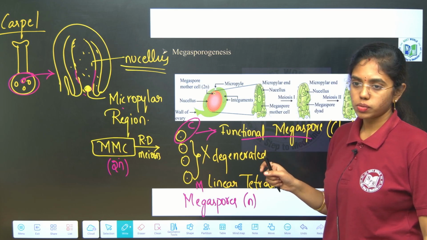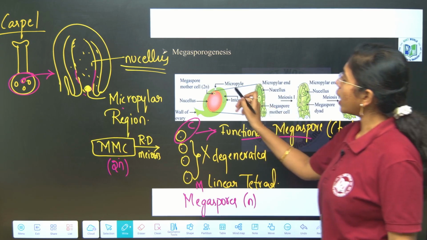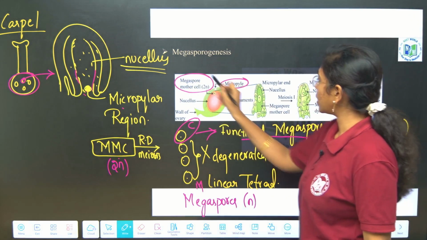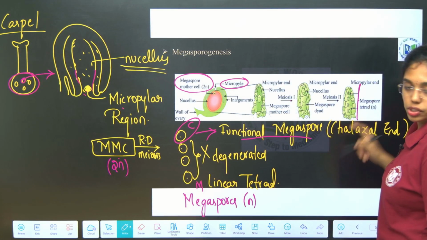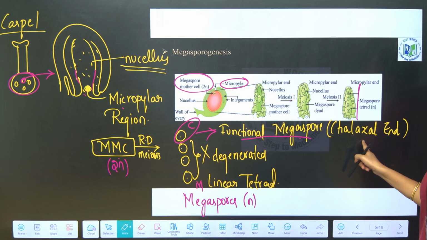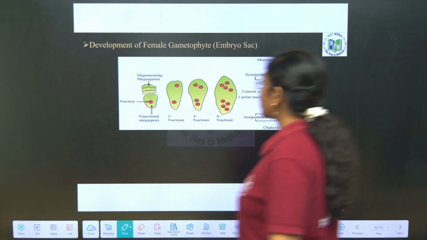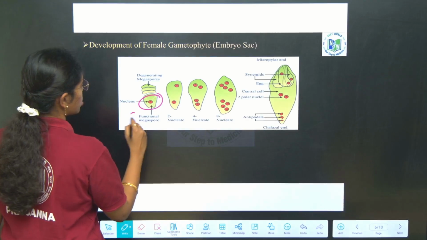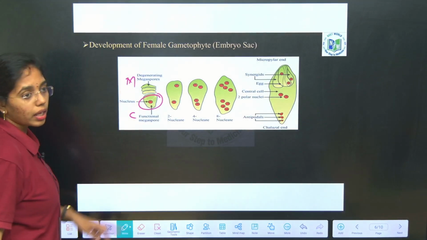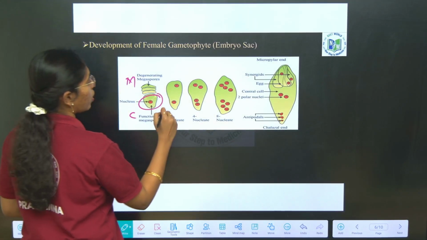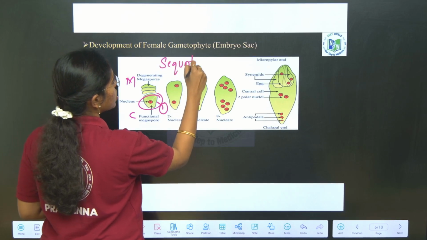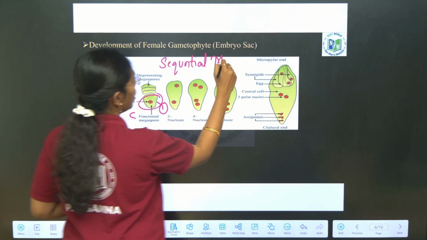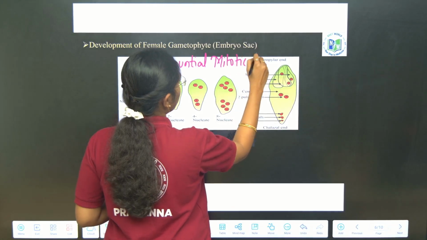So, here you see at the micropylar end the megaspore mother cell, after differentiating, meiosis 1, meiosis 2, a tetrad is formed. The functional megaspore is towards the chalazal end. This will undergo the first mitotic division. Sequential mitotic divisions will happen.